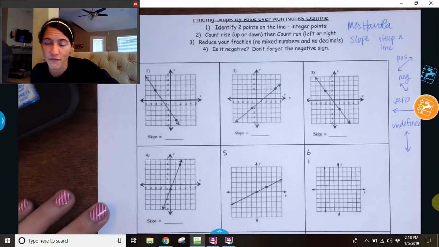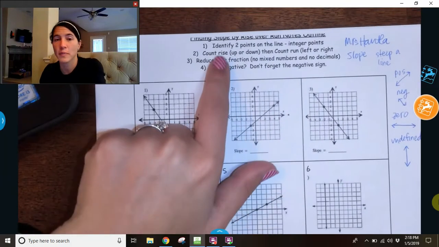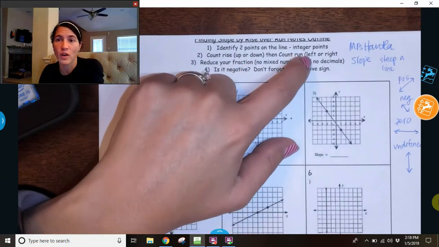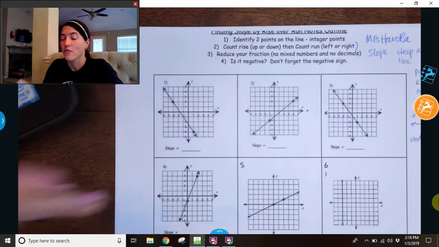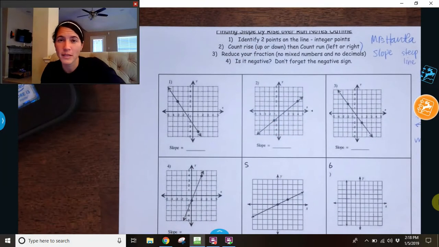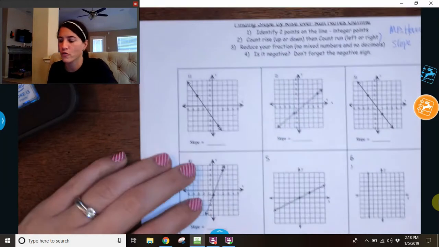So I'm going to teach you how to find slope by using rise over run. Rise, and I put the steps up here. You count your rise. First you're going to go up or down, and then you count your run, and that's left or right. Whoops, I forgot my parentheses. So the first thing you have to do is identify 2 points on the graph. Now, they need to be integer points. They need to be intersecting at a nice place. And so most of the points on here I found for you.